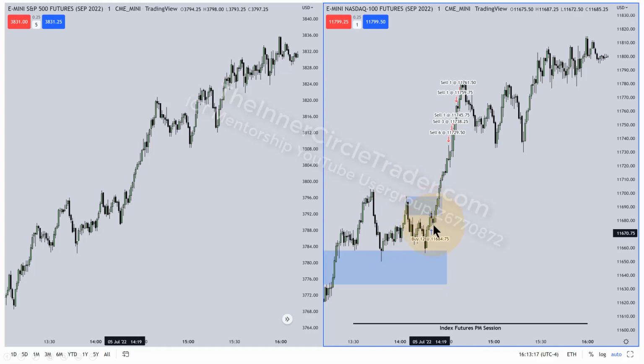So it does retrace back a little bit in here. I miss a little bit of that. I think it was like 2 handles of retracement. That's fine. That's not a big deal. And then rallies off. First partial here. I took 6 of the 12 lots off at 11,729.5.